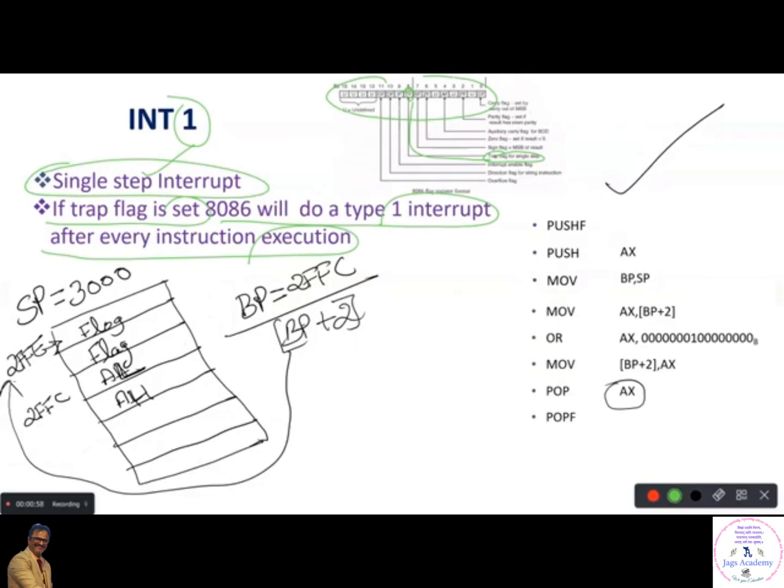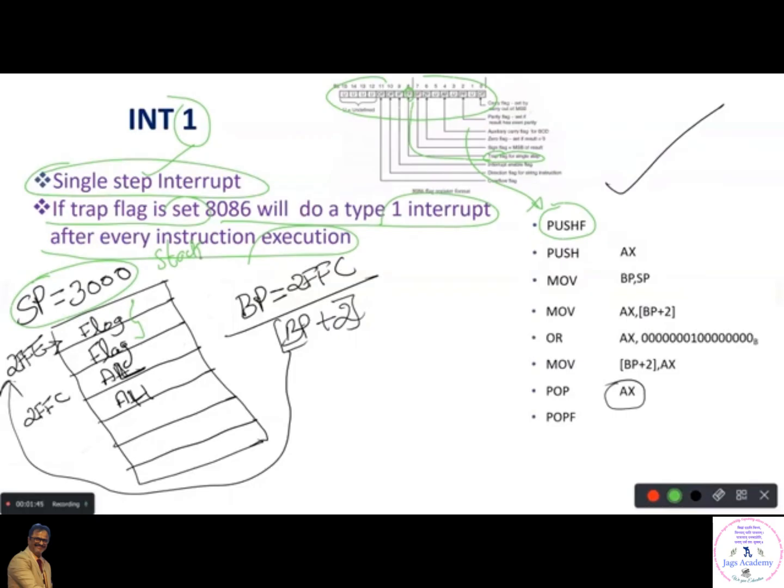See here. First, push the entire flag content to the stack. When you push the entire flag content to the stack, it comes like this. Suppose your stack pointer is 3000. Before this, the stack pointer is pointing to 3000. The moment you do push F, you know that the stack pointer will be decremented by 2, and it will put the flag content in the stack. This is your stack. This is the flag content. You can see that the flag is pushed to the stack.